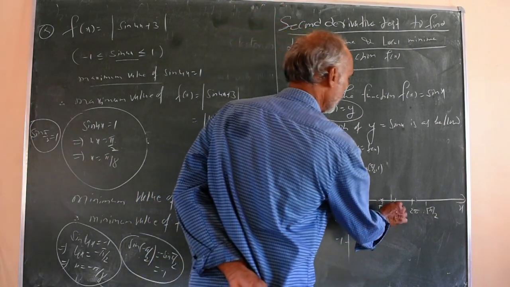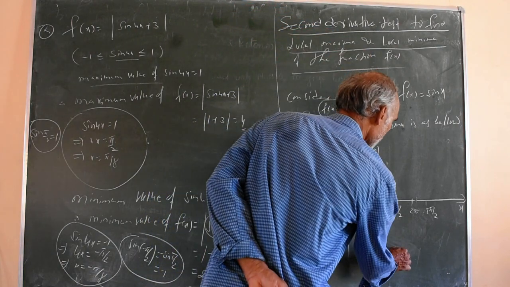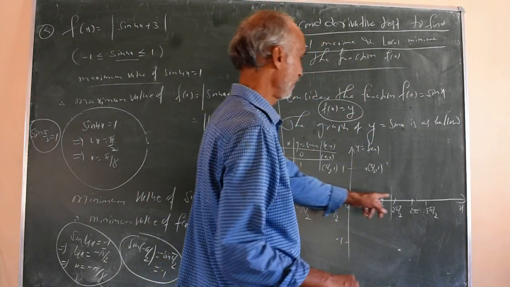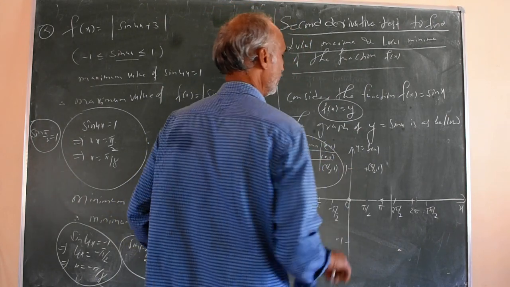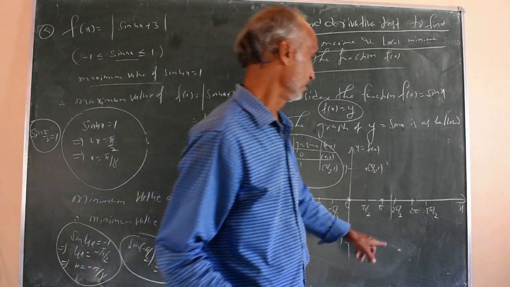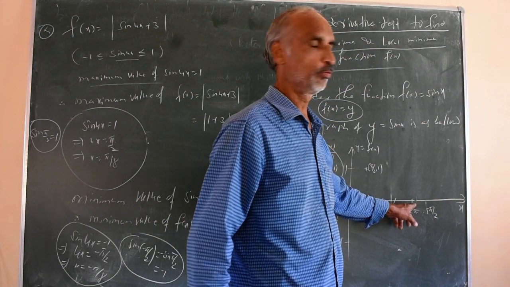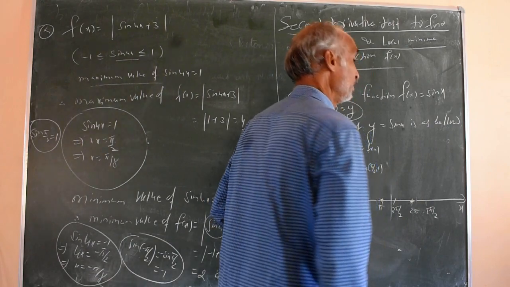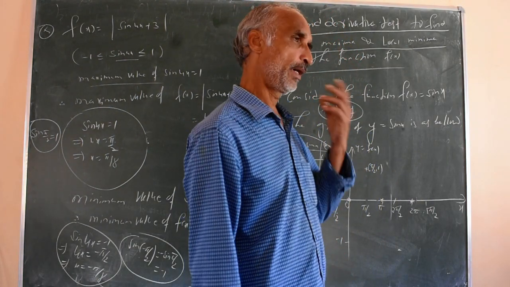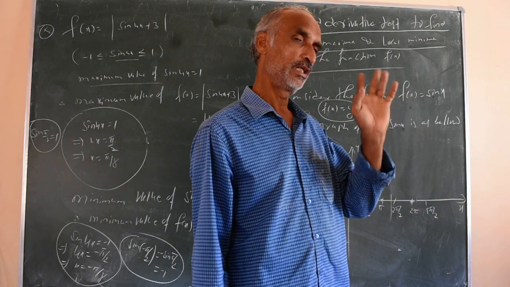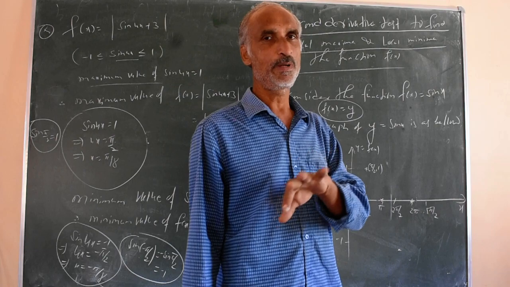And when x is 3 pi by 2, sin 3 pi by 2 is minus 1, so y is minus 1. X is 3 pi by 2 and y is minus 1. So here comes the point. When x is 2 pi, sin 2 pi is 0. Here comes the point. X is 5 pi by 2, sin 5 pi by 2 is plus 1. Sin pi by 2 is plus 1, sin 3 pi by 2 is minus 1, sin 7 pi by 2 is minus 1.